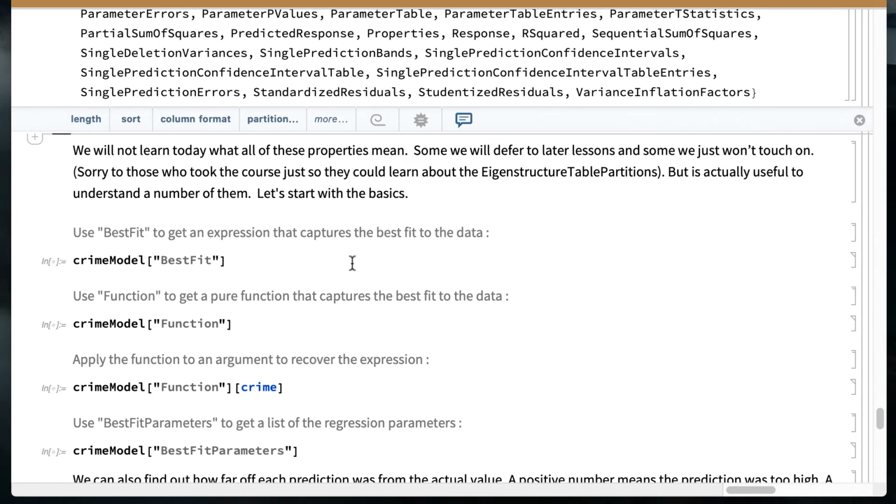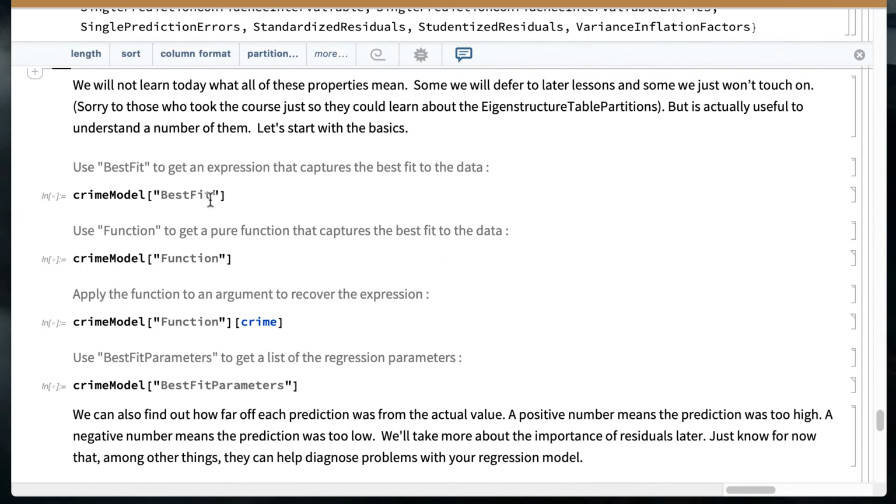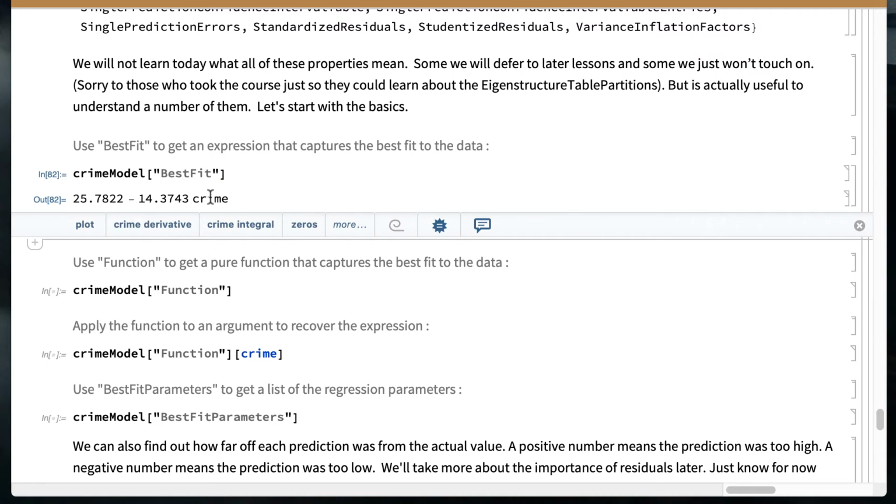So what's the best fit? That's an important property of our crimeModel object. And it tells us here's basically your equation to predict home prices. But these numbers, by the way, are in thousands. And so this was back in the day when you could buy a home in Boston for $25,000, which gives you an idea how old this data is.